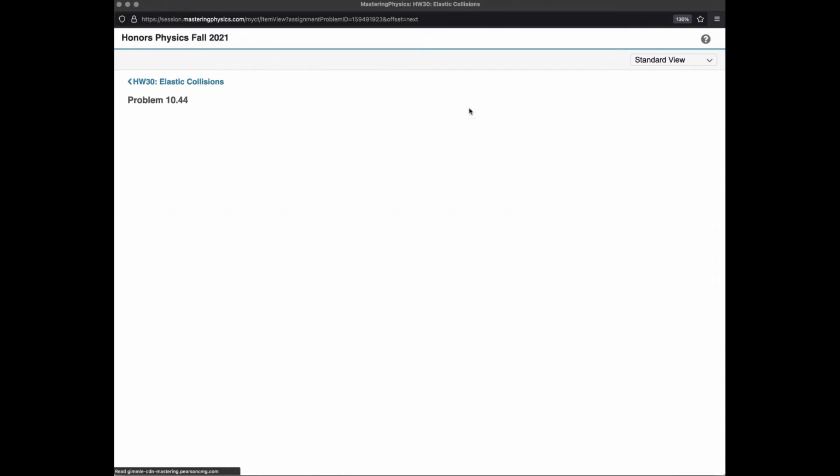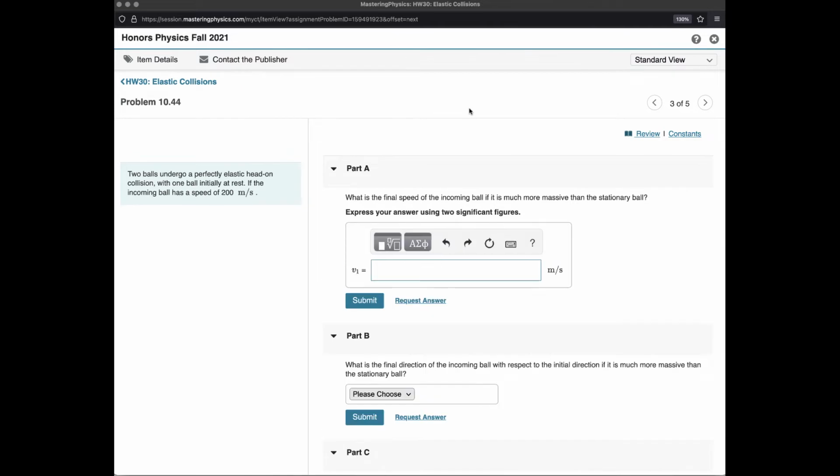Problem 3, I'm hoping for some elastic collisions. Oh, here we go. Two balls undergo a perfectly elastic head-on collision with one ball initially at rest. If the incoming ball has a speed of 200 meters per second. 200 meters per second. Gosh, that's fast. What is the final speed of the incoming ball?